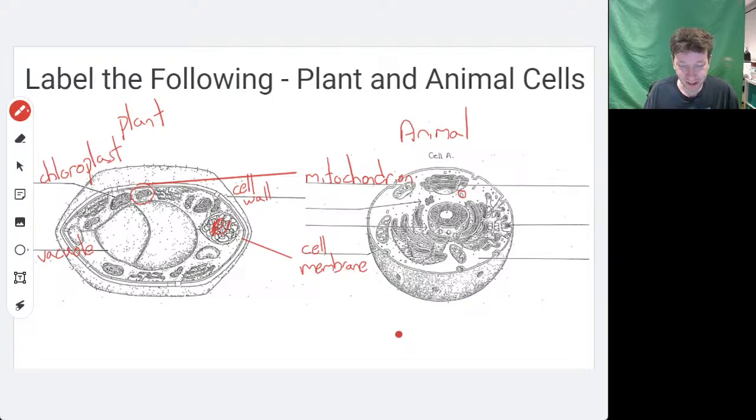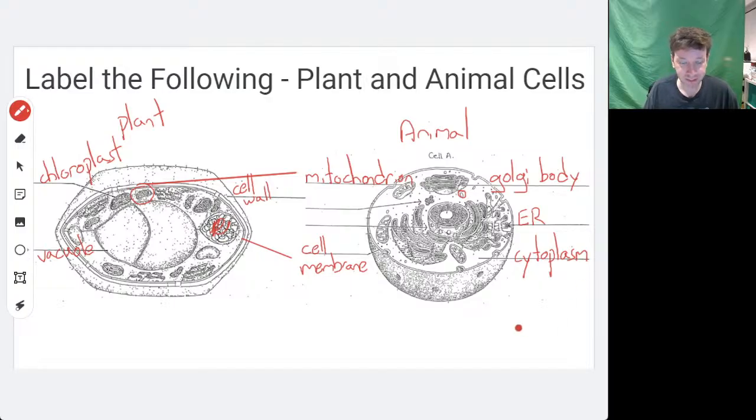Okay, moving on. Here we have our Golgi body. I'm just going to call this the ER. It's our endoplasmic reticulum. And finally, just the space or the jelly-like substance that all the organelles are inside of is our cytoplasm. That would also be for a plant cell.